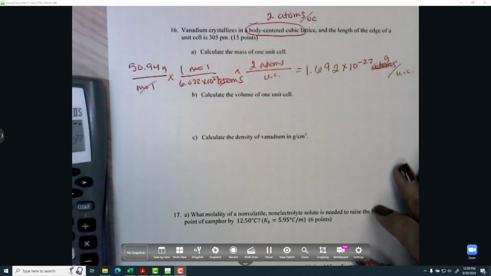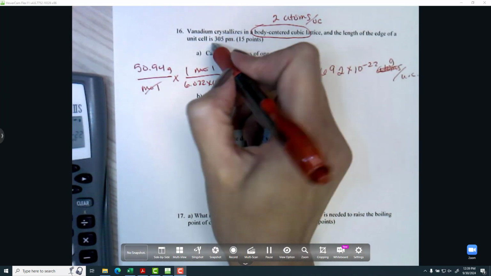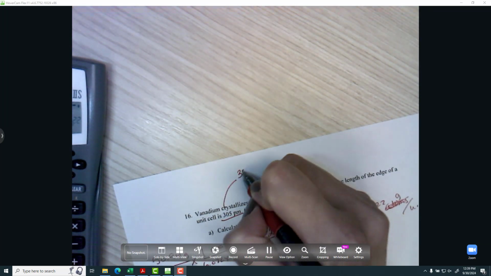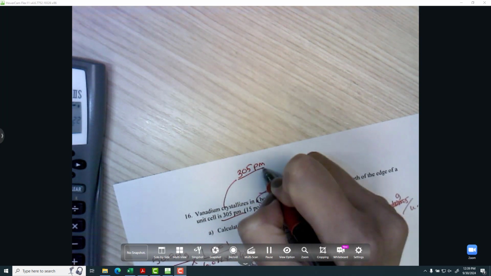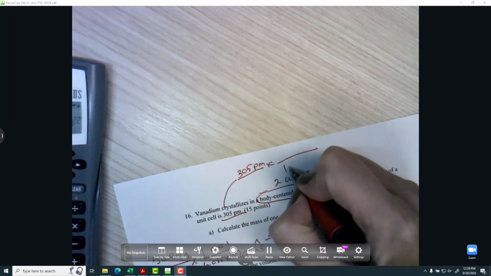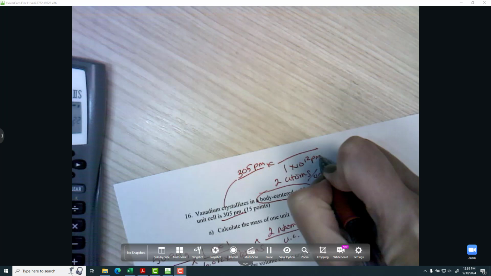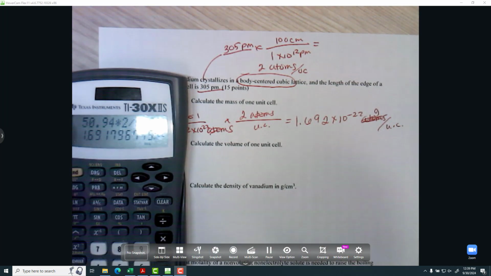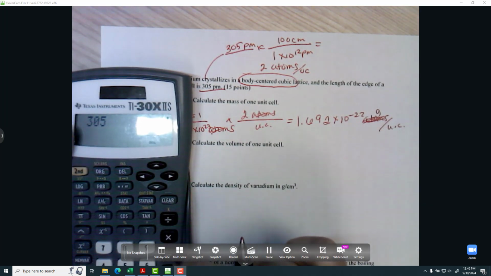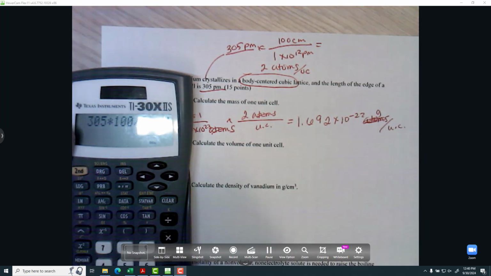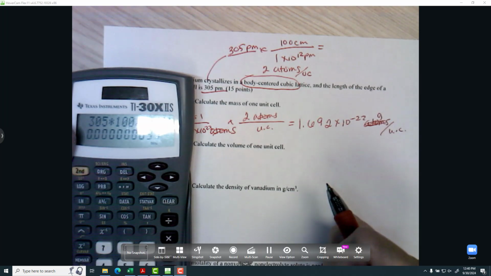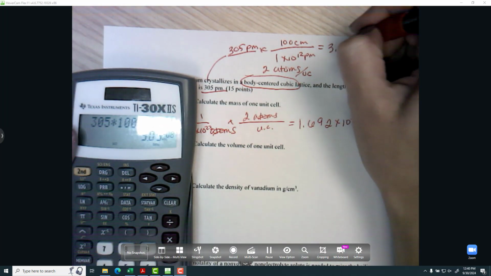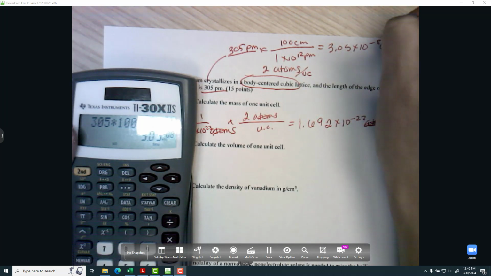All right, for volume, I just need the edge length cubed. It already gave me the edge length as 305 picometers. I do want it to be in centimeters for the next question, so I'm just going to convert it now before I cube it. So 1 times 10 to the 12 picometers is 1 meter, and 100 centimeters is also 1 meter, so that's what I'm using for my conversion factor. And I'll convert it to scientific notation, and I got 3.05 times 10 to the minus 8 centimeters.